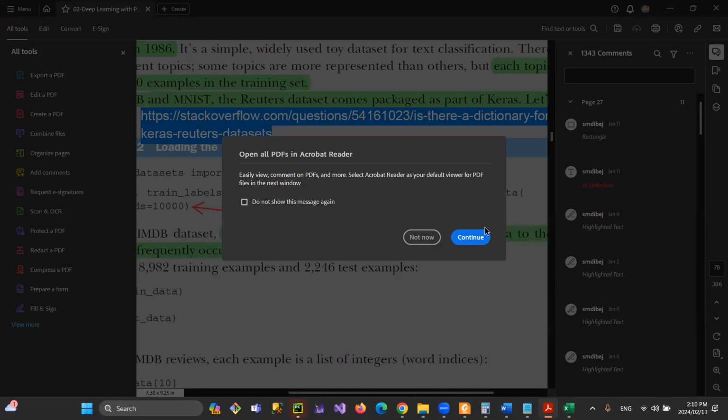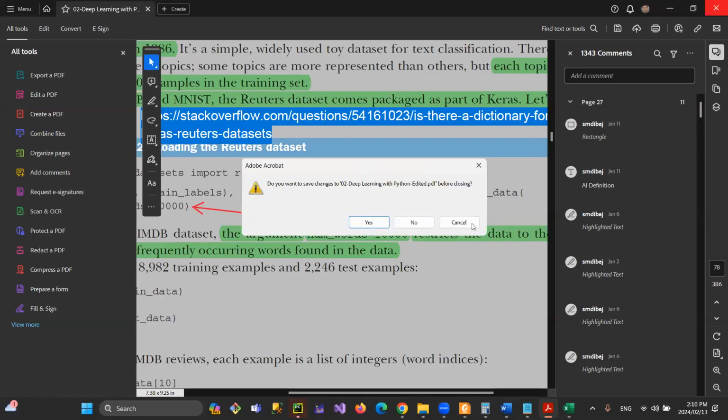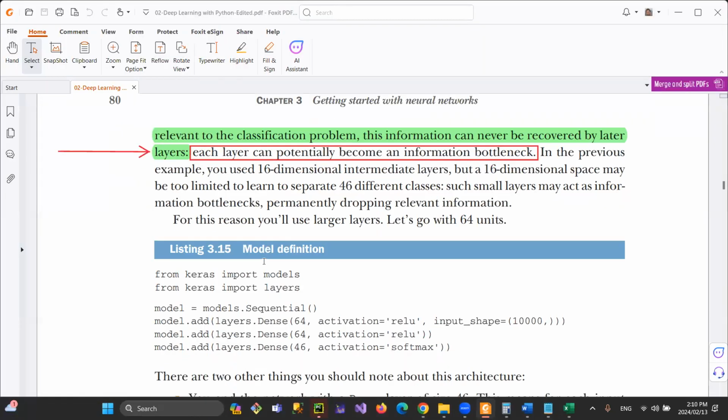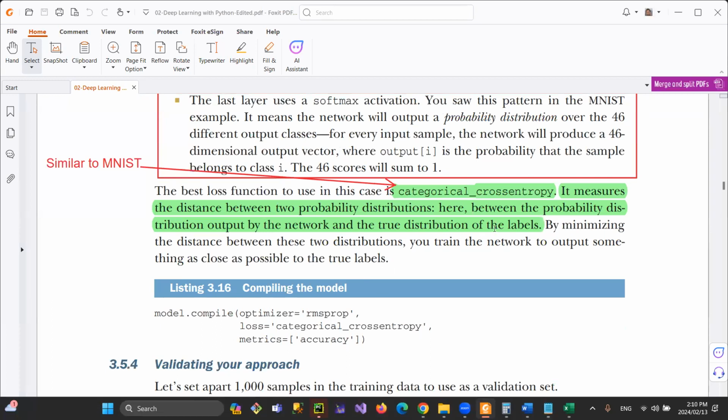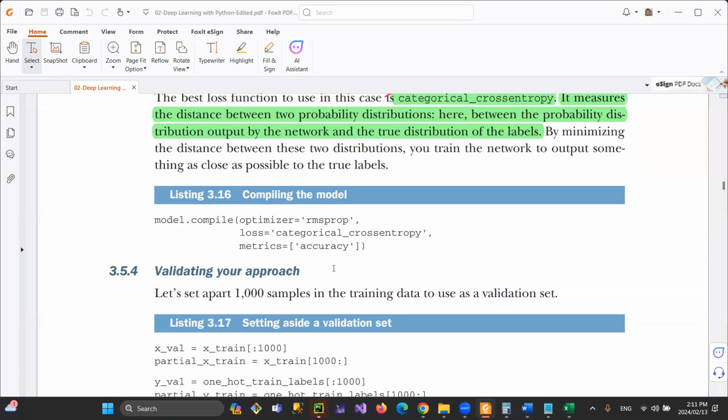Let's read it again. It says that categorical cross entropy measures the distance between two probability distributions, here between the probability distribution output by the network and the true distribution. Does that make sense? Between that 100%, it is label number 3, but I calculated the chance as 0.96, so a 4% difference. By minimizing the distance between these two distributions, you train the network to output something as close as possible to the true labels.